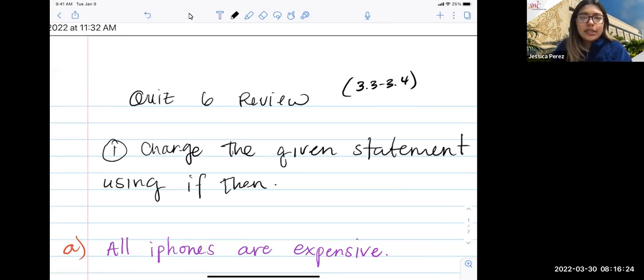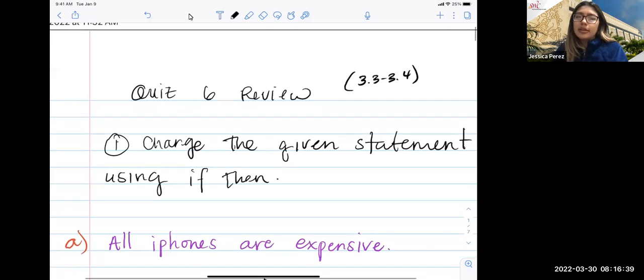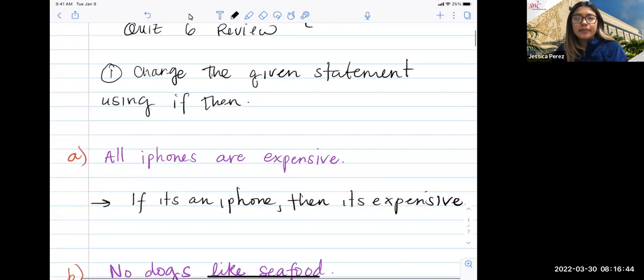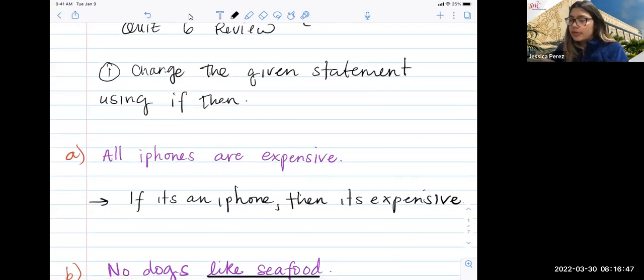All right, so the first thing that we're going to go over is implications. So if P, then Q. So we want to change the given statement using an if and then statement. So if I have all iPhones are expensive, how would I change that to an if and then? So if it's an iPhone, then it is expensive. That's the first question. This is the statement that's going to be given to you. All iPhones are expensive. How can I change that to an if and then? So if it's an iPhone, then it's going to be expensive.